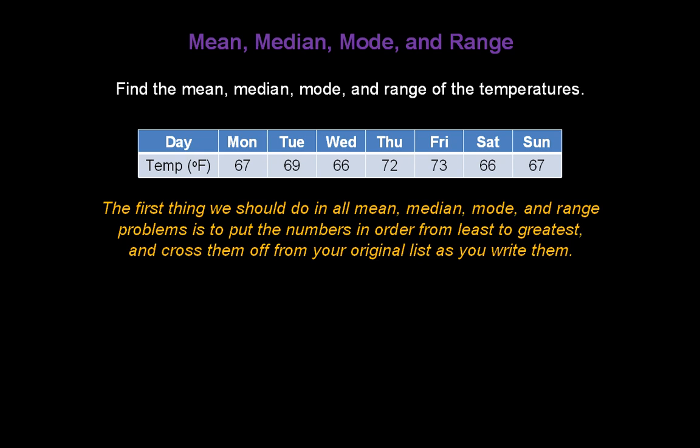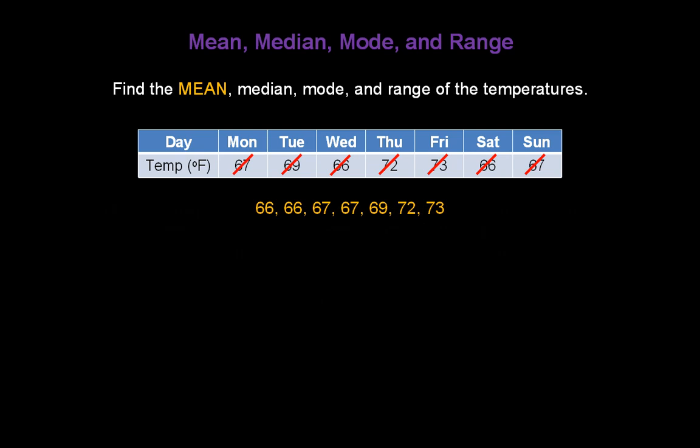And the smallest number I see in this list looks to be a 66. So we'll write that down and cross it off the original list. Have another 66, a 67. There's actually another 67, a 69, and then between the last two I've got a 72 and a 73. Now I know I've used all the data values because all the ones in the original list are crossed off. So what do we do next?